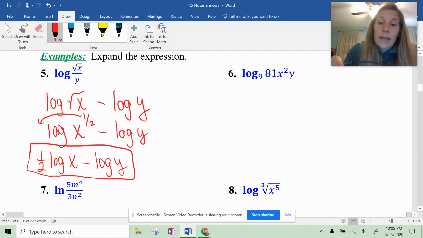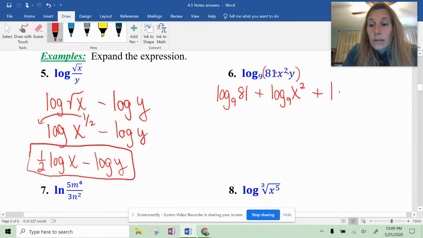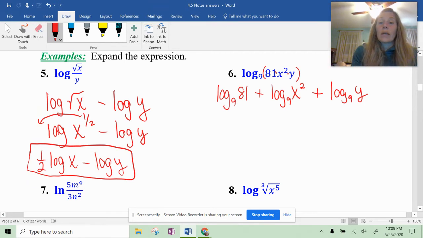Okay, so for number 6, again, we have this whole big thing here. So we actually have 3 pieces in here. We have the 81, the x squared, and the y. So the first thing I'm going to do is separate each of those terms with their own log. So we have log base 9 of 81 plus log base 9 of x squared plus log base 9 of y. So that's the first thing you want to do, is separate it. Either all the things that are being multiplied together get their own term with the pluses, or the things being divided, like in number 5, with the subtraction.